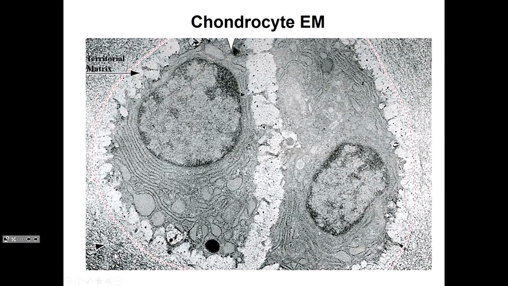And that's basically it for chondroblasts and chondrocytes. It's really a trivial distinction. Basically, the chondrocyte, which is the older of the cell types, has the territorial matrix, the ring. The chondroblast does not, and that's basically it.